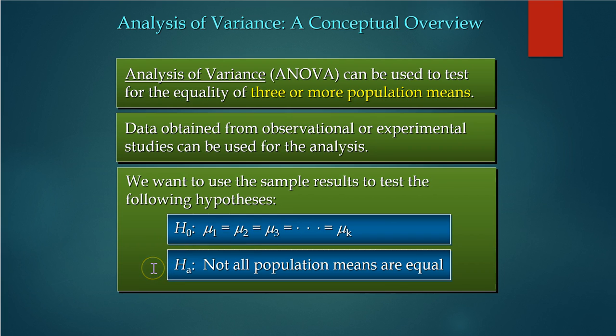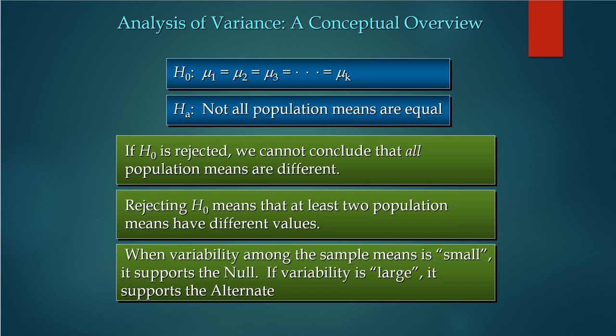And the alternative hypothesis will always be that they are not equal. That indicates that it is a two-tailed test for us. So if the null hypothesis is rejected, we can conclude that all the population means are different. Again, rejecting the null simply means that at least two of those population means are different. And we'll talk about how we determine after that which of the means differ the most from each other.